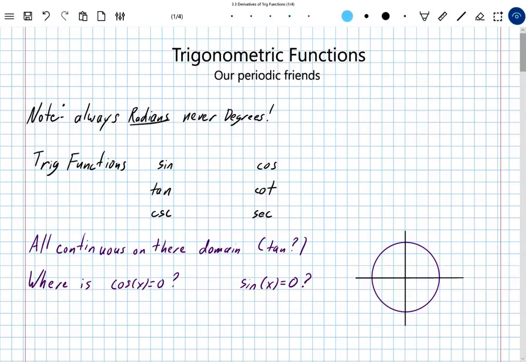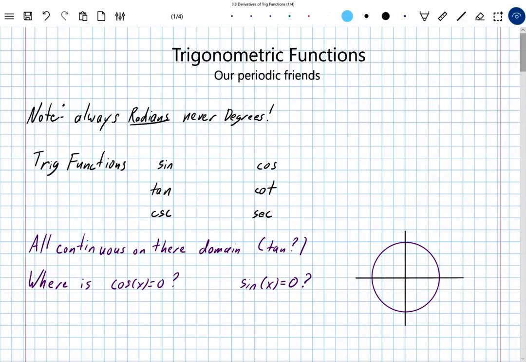Welcome, big day. We're going to continue to fill in our knowledge of derivatives for every type of function that you learned about in a pre-calculus class or in the past. So next up, something I'm sure you've been waiting for, trigonometric functions. Those are our old friends sine, cosine, tangent, cotangent, cosecant, and secant. These six right here. We will worry about inverse trig functions later.